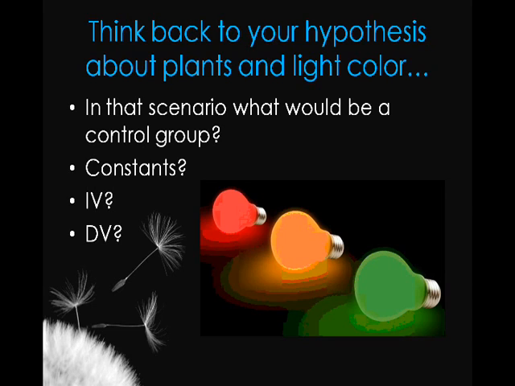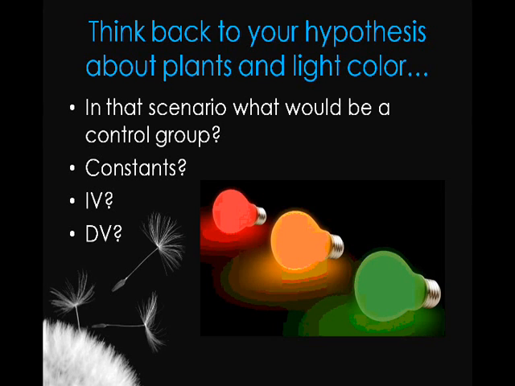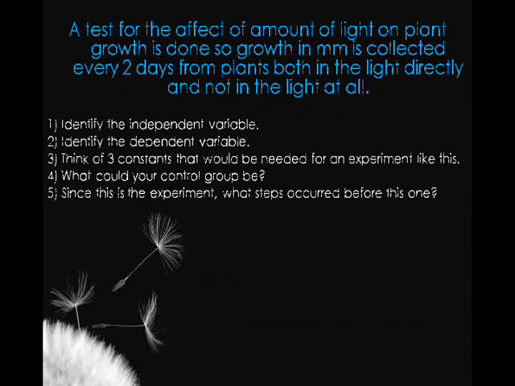The independent variable is the treatment that I'm applying, so that would be the color of light. And the dependent variable would be the plant growth, possibly height, or maybe number of leaves would be a good way to measure plant growth.